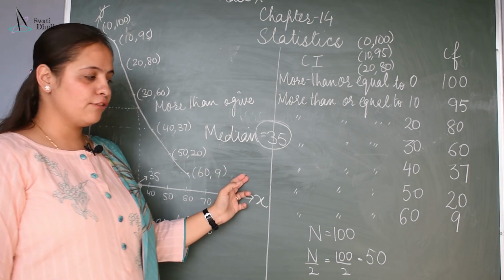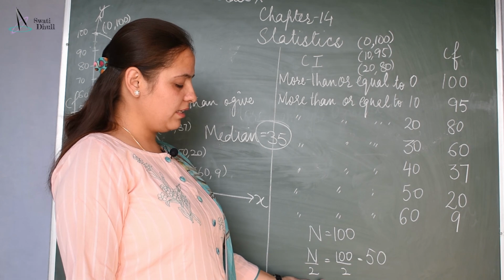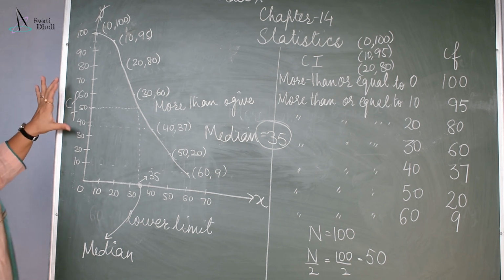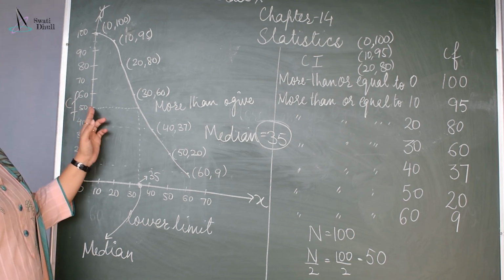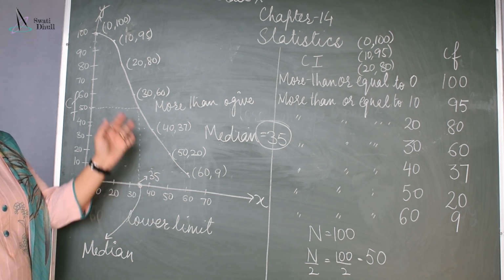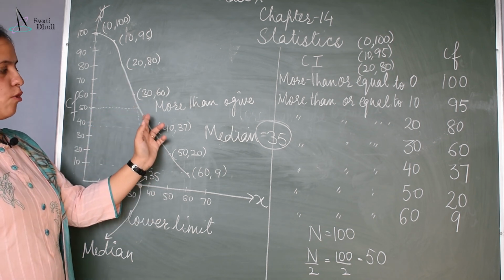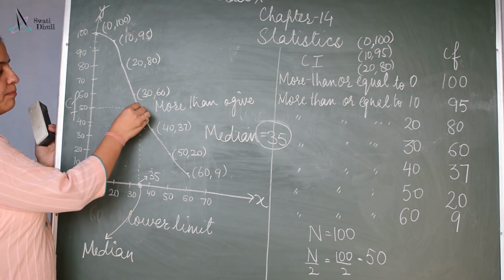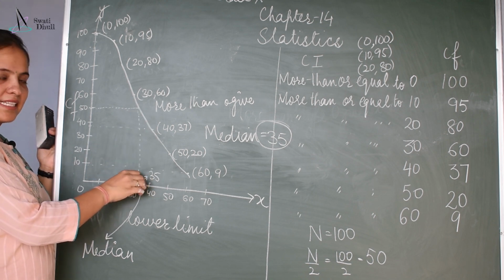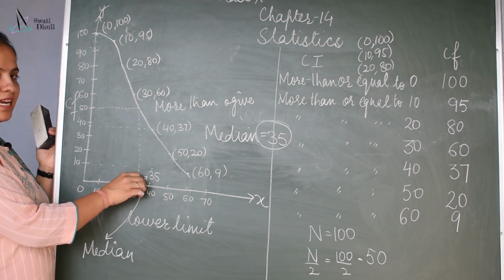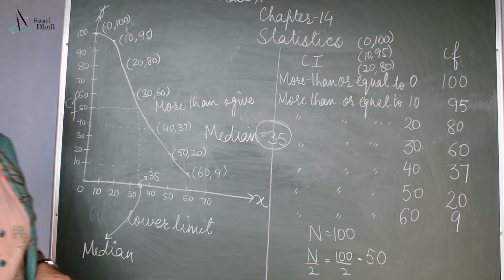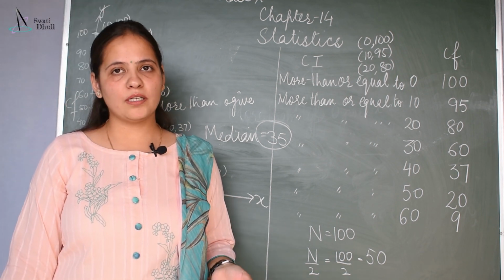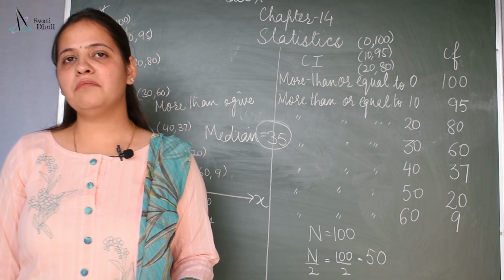Then to find out the median for it, I will divide the sum of all the frequencies by 2. Whatever value I get, I have to plot that point on y-axis. Then you have to draw a line parallel to x-axis, from where this point will intersect the more than type ogive, and then you have to draw a line perpendicular to x-axis. Where it intersects the x-axis, that point is your median. So this is how we plot the more than type ogive and find the median out of it.